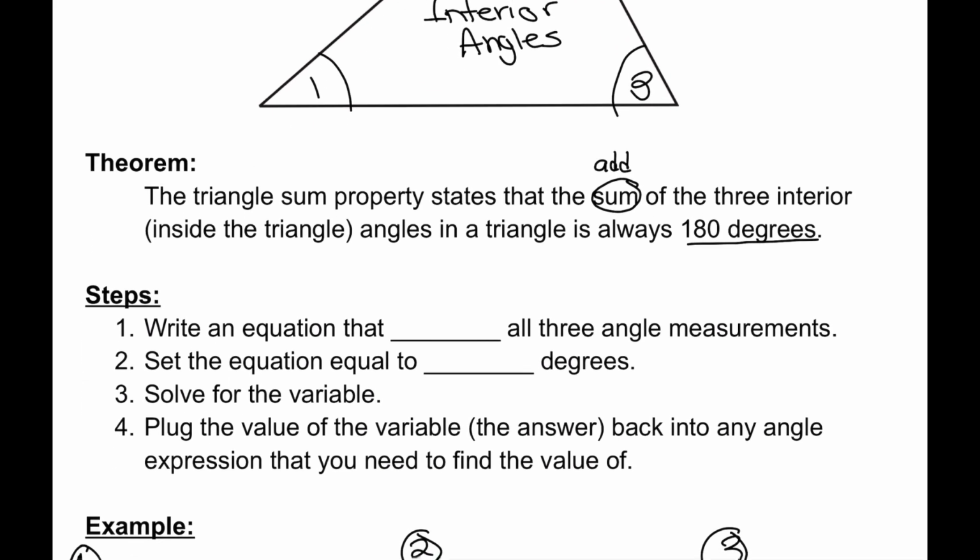First step is that we're going to write an equation that adds all three angle measurements together, okay? And then we're going to set the equation equal to 180 degrees. So whenever we have to find the measures of the inside of a triangle, it's going to be equal to 180 degrees. Now, in some cases, we're going to have expressions. If we have an expression, we're going to have to solve for the variable. And in some cases, depending on what they're asking for, we're going to have to take the number we get for the variable and plug it back into the expression to see what the actual angle measure is. We're going to practice that when we get to our examples.